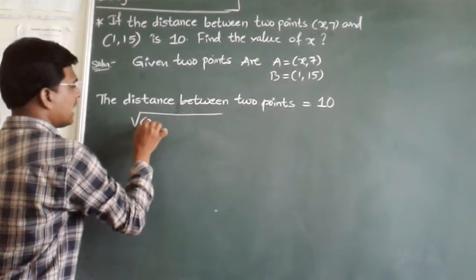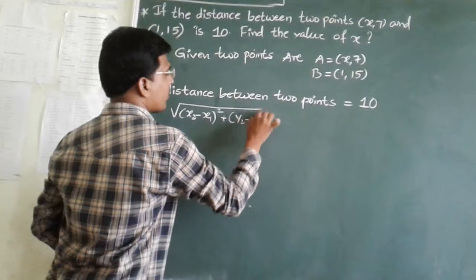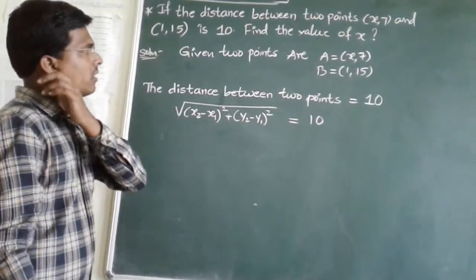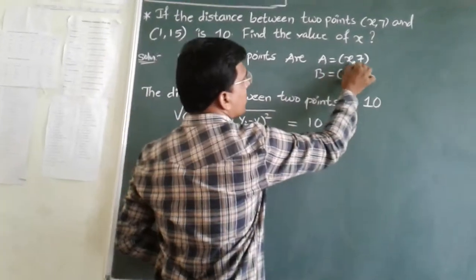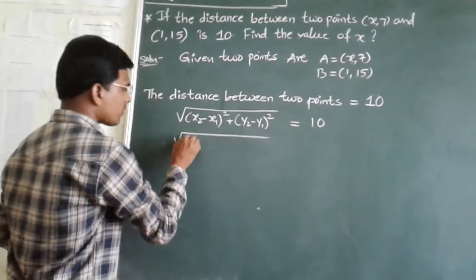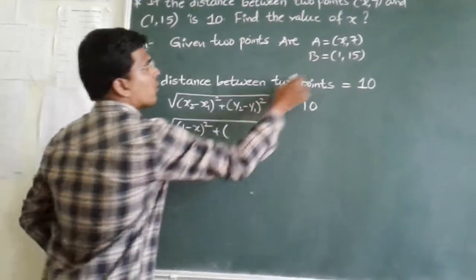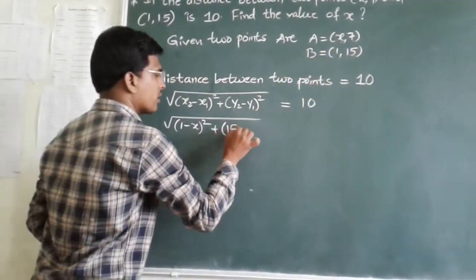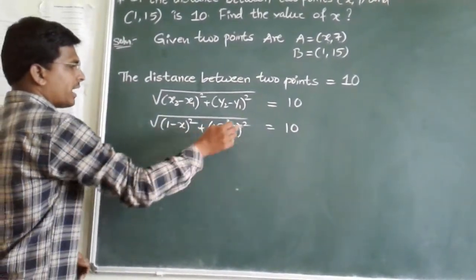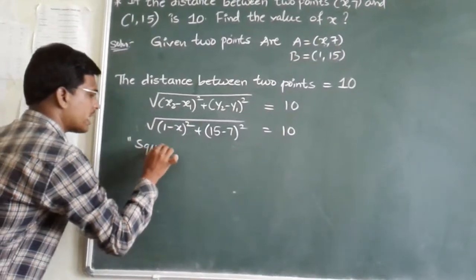Under root of (x2 minus x1) whole square plus (y2 minus y1) whole square, that is equal to 10. So what is x1, y1, x2, y2? Assume it as x1, y1, x2, y2. So under root of (1 minus x) whole square plus (15 minus 7) whole square is equal to 10. So squaring on both sides to remove the square root.